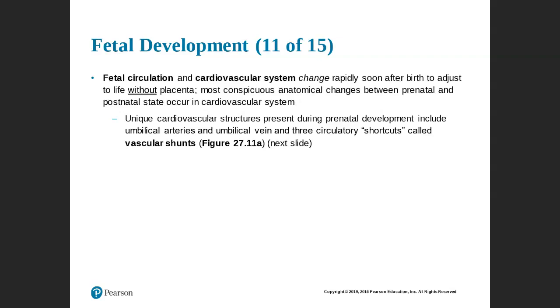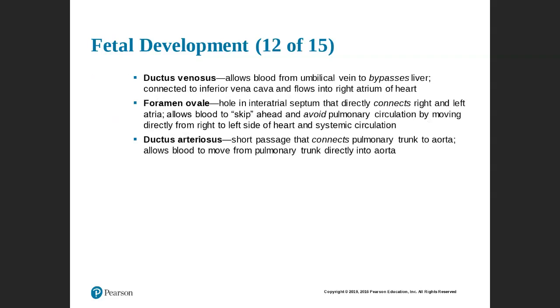So unique cardiovascular structures present during prenatal development include the two umbilical arteries and the umbilical vein, and three circulatory shortcuts called the vascular shunts. We've already gone through these a little bit in the first half when we looked at the cardiovascular system. Again, this should be just review for you, hopefully. So the ductus venosus, foramen ovale, and the ductus arteriosus.